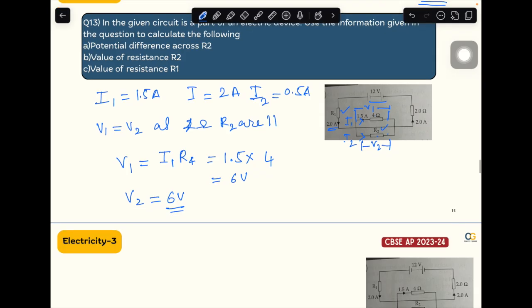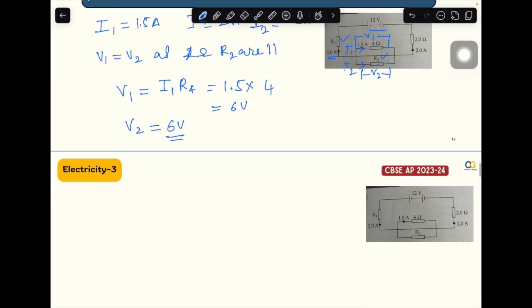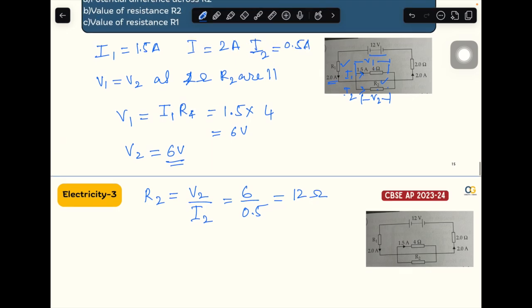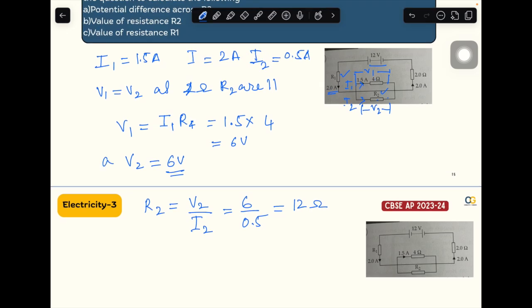Now if I want to find the value of R2, the same diagram is here, you can watch here. If R2 is to be found, I know that it is V2 by I2. I know V2 is 6, I know I2 is 0.5. So 6 divided by 0.5, it is 12 ohms. So this is the first part of the question. This is the second part of the question.